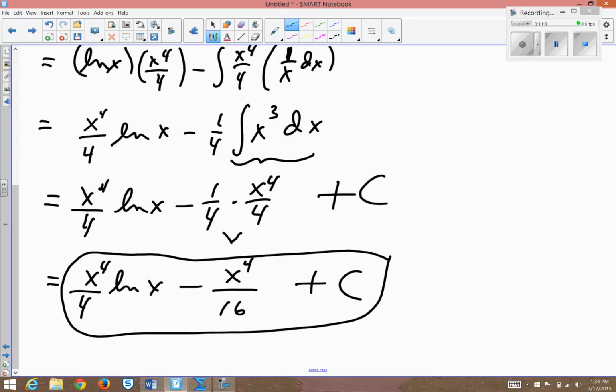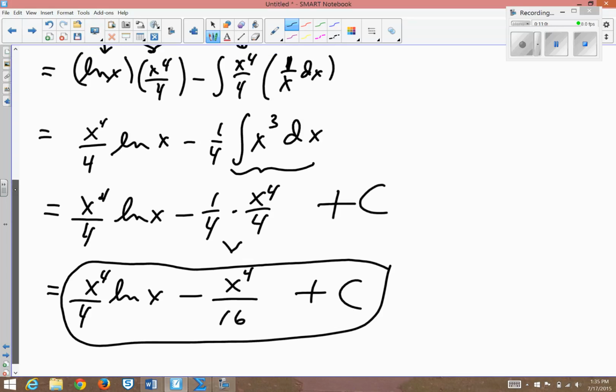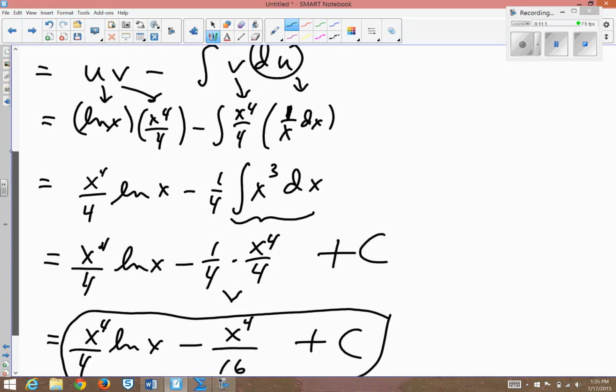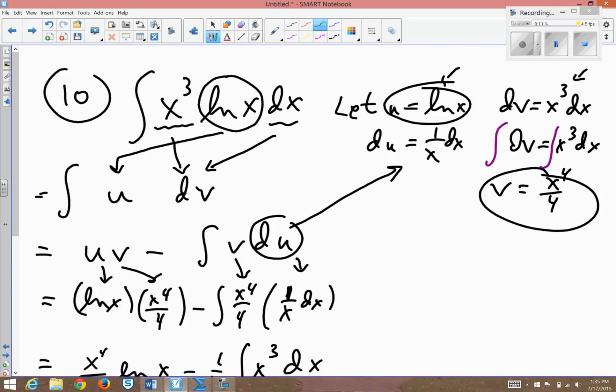You should check this answer. It would be good practice to find the derivative of this answer. And if that's the right answer, the derivative of that answer will be what I'm putting this green around. It's really important to know how to check.